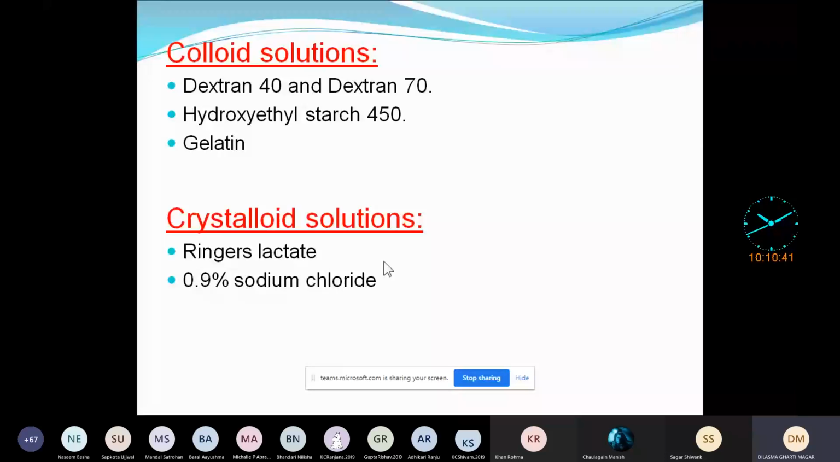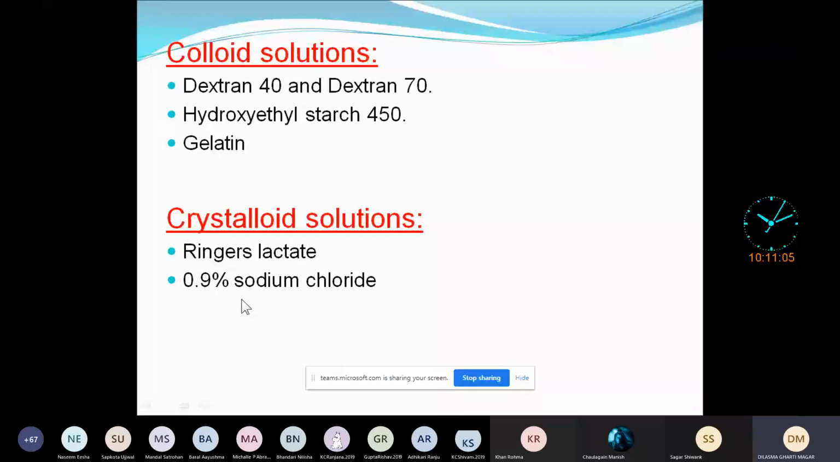Under the colloidal solutions, dextran 40 is there, which I already told you, dextran 70 is there, and then hydroxyethyl starch 450, and then gelatin. If you remember one or two names, that's fine, or if you don't remember the names, at least you should be able to tell the colloidal solution and the crystalloid solution, when we ask, okay, when blood is not available, what will you give at that time?